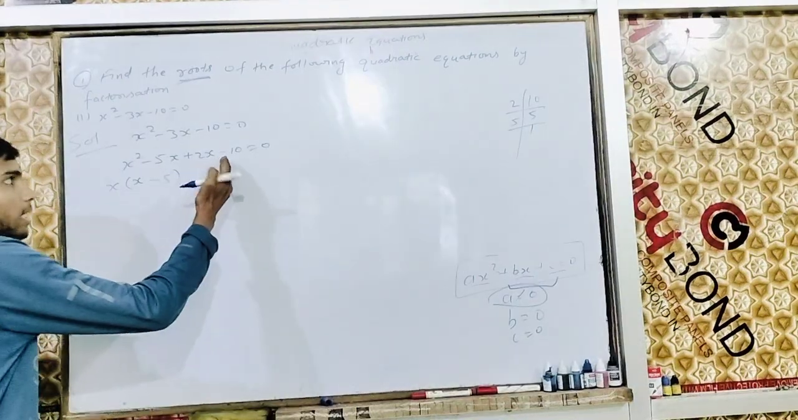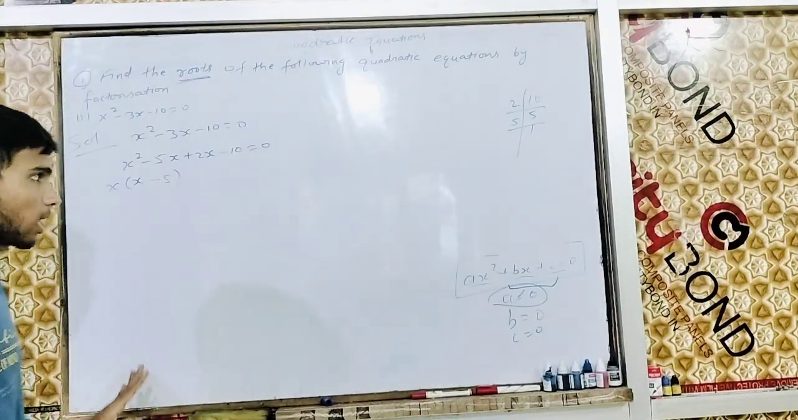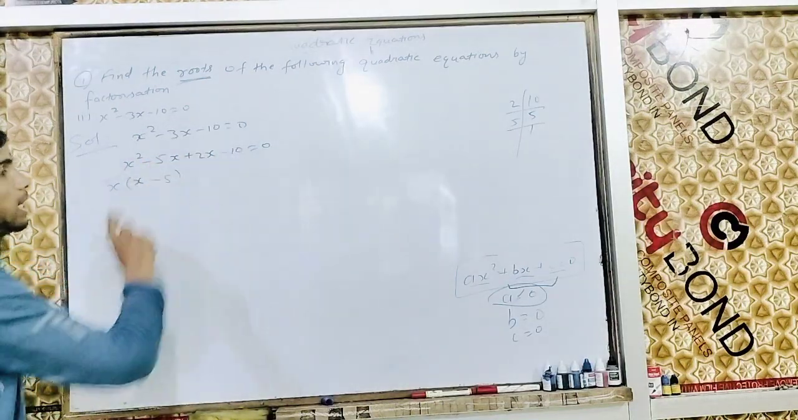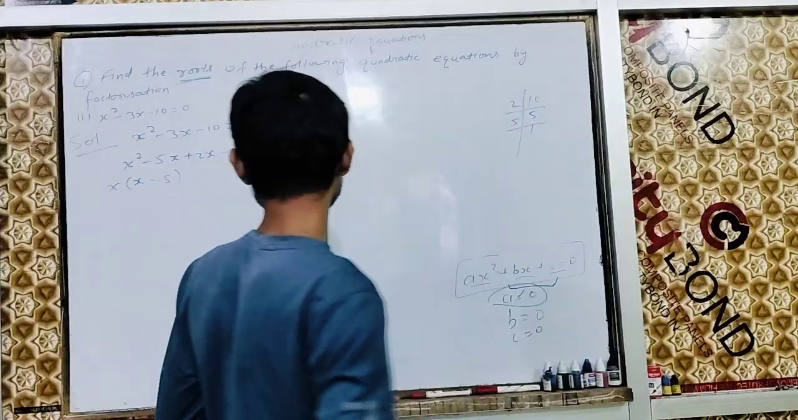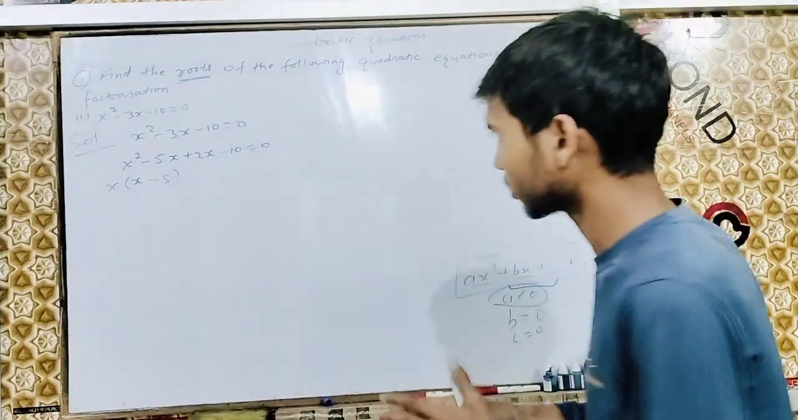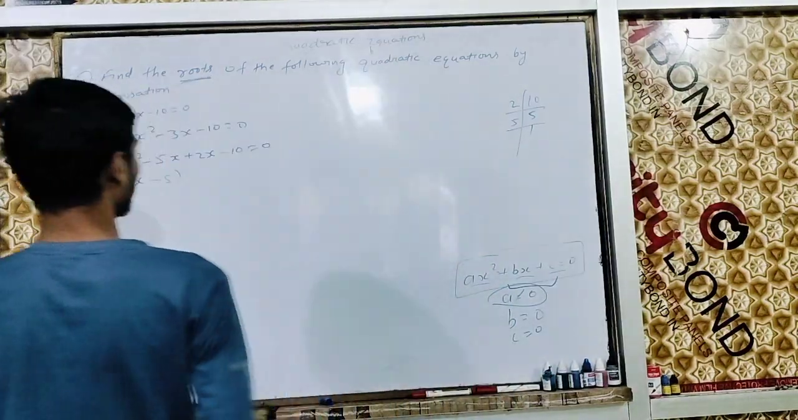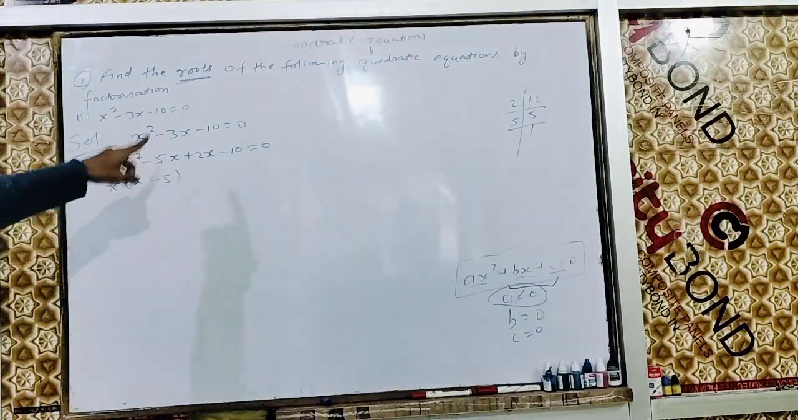Now, these two terms are done. What about these two terms? In this, look what is common. What is common? So we can say 2 is common. Yes, 2 is common, because 2 ones are 2, then 2 fives are 10.